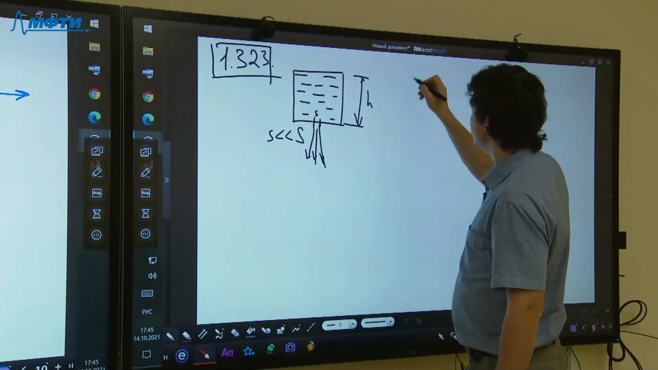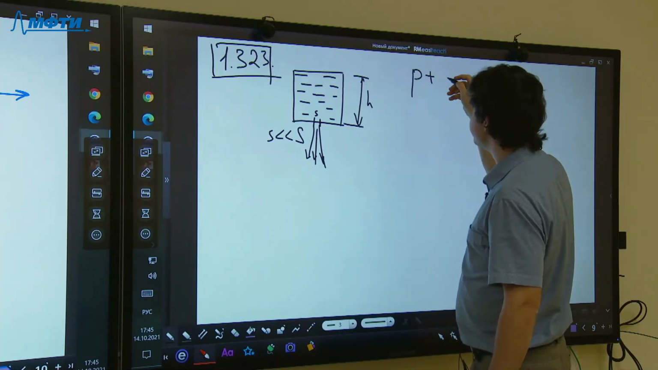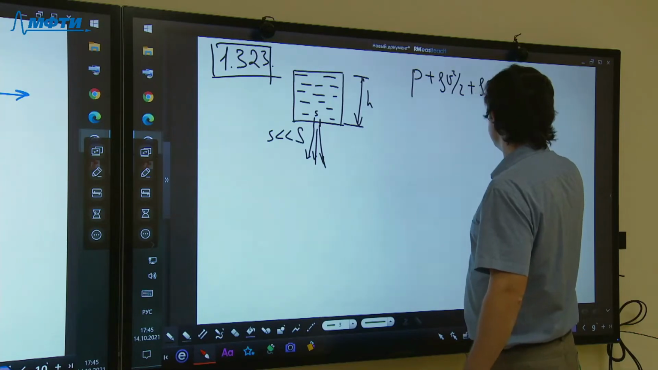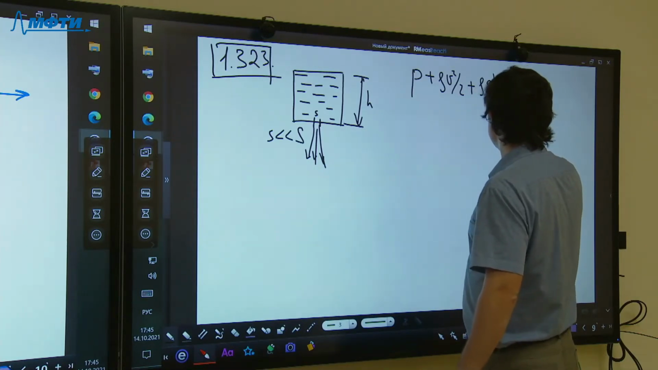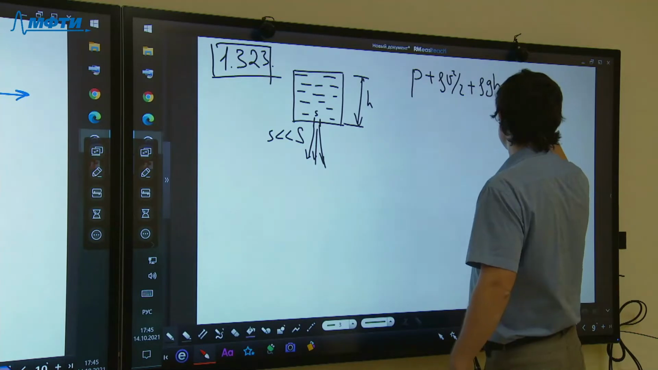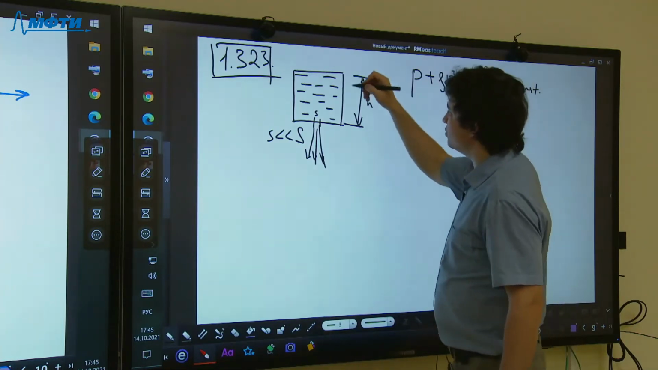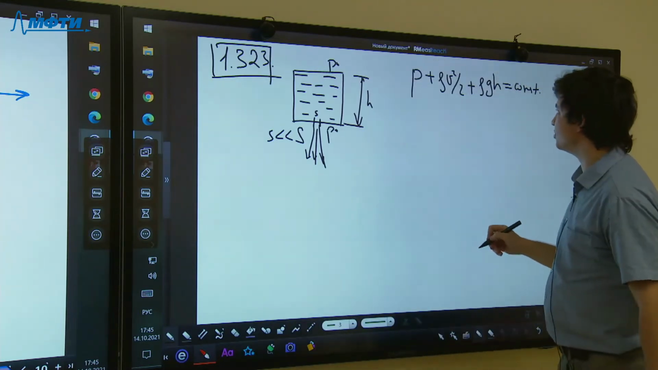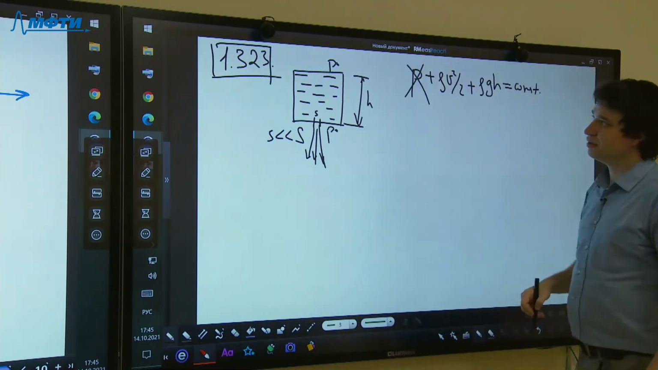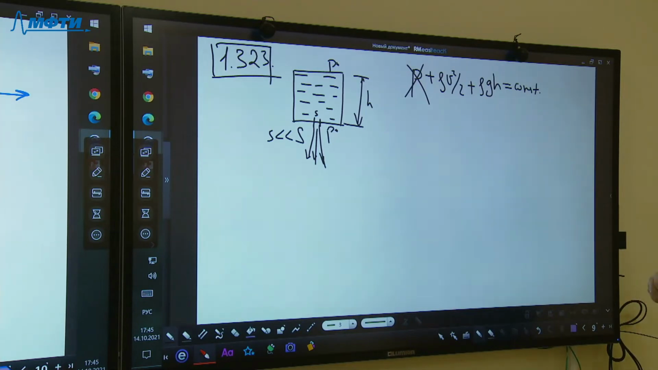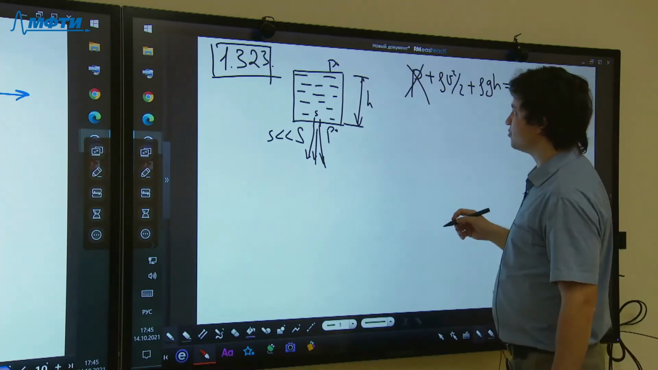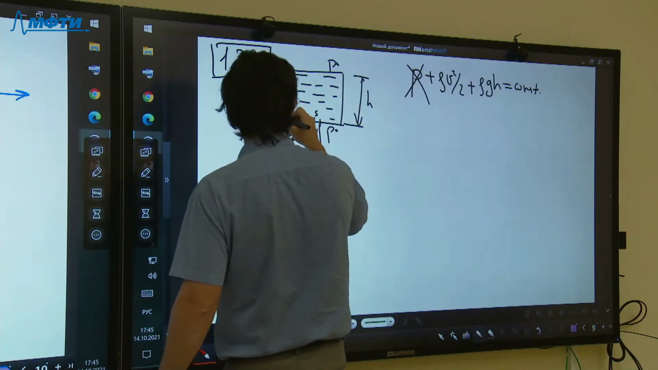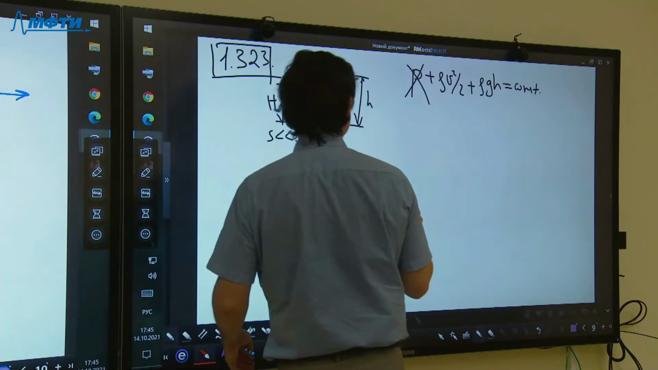says that pressure plus rho v squared over 2 plus rho gh should be constant. So in the above and below, I have the same pressure, which is atmospheric pressure, so I can discard the first term from the Bernoulli equation. So what's remaining is that, let's say I have only the level capital H remaining inside my vessel.